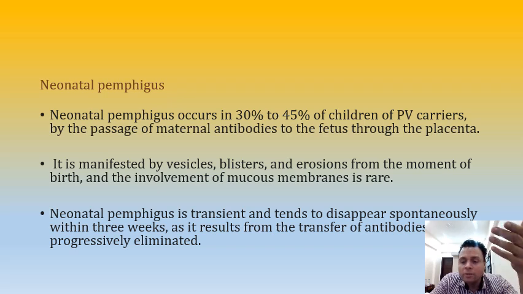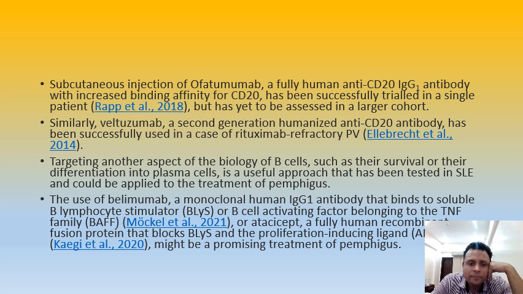Neonatal pemphigus occurs because of the passive transfer of antibodies to the fetus through the placenta. You know that it can have vesicles, blisters, erosions, present in the neonate. It is because the mother has those antibodies, and it is found in 30 to 45% of patients with pemphigus vulgaris. Sometimes they ask you how much percent: 30 to 45%, because of the passive transfer. It is transient, and within 3 weeks it will disappear. So finally it will improve.